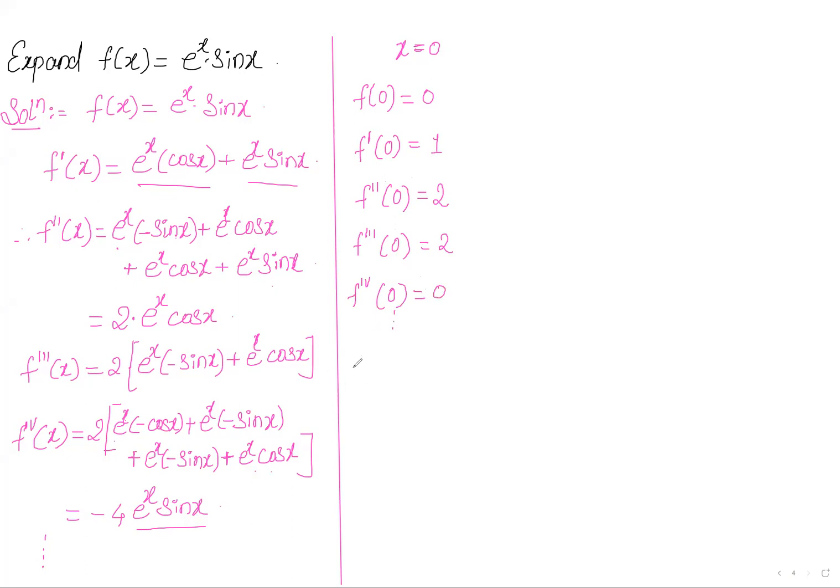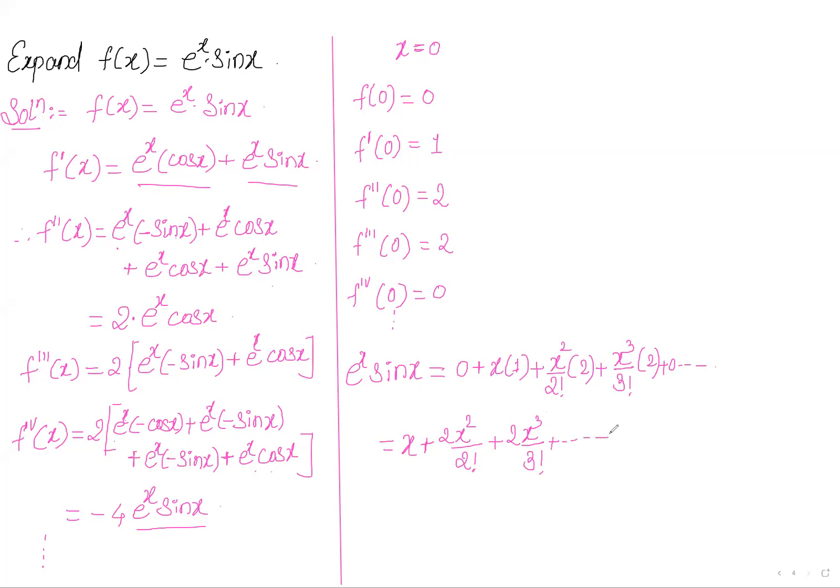Now taking expansion of e raised to x sin x by using Maclaurin series: 0 plus x into 1 plus x square by 2 factorial into 2 plus x cube by 3 factorial into 2 plus 0 and so on. So finally we are getting that expansion as x plus 2 into x square by 2 factorial plus 2 into x cube by 3 factorial plus and so on.